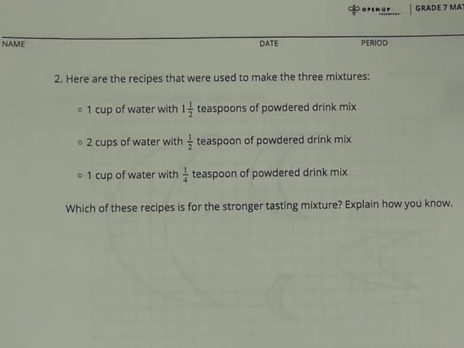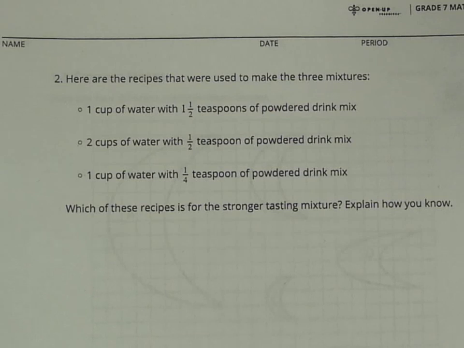So here's the first recipe. Okay, you ready? The first recipe, this person puts 1.5 teaspoons of the powdered drink mix, and mixes it with 1 cup of water. That's the first recipe. Second recipe is they mix 1/2 of a teaspoon of powdered drink mix with 2 cups of water. And the third mixture is 1/4 of a teaspoon of powdered drink mix and 1 cup of water.